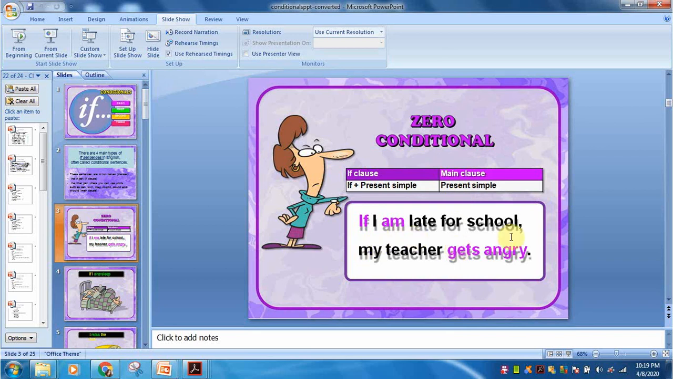Now if I am late for school, look at the statement, if I am late for school. Now don't get confused, this am is not an auxiliary verb here. This is a statement.